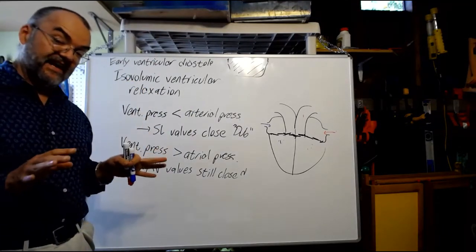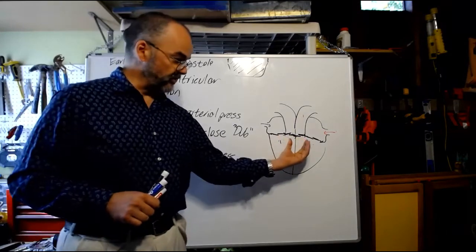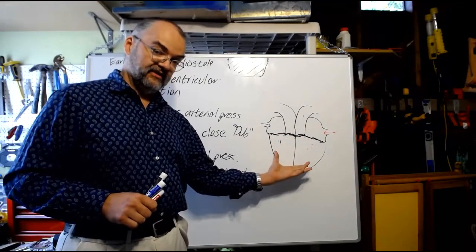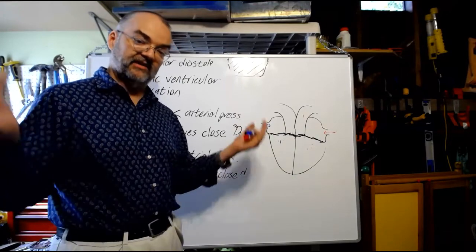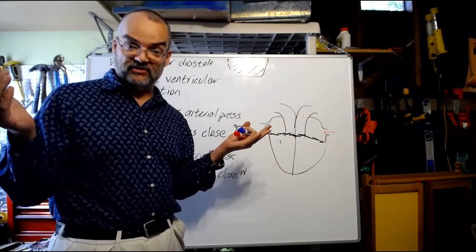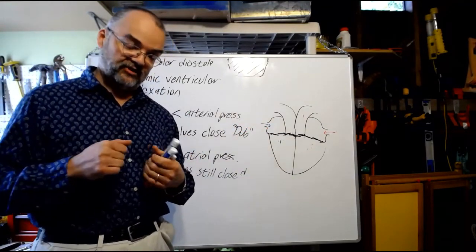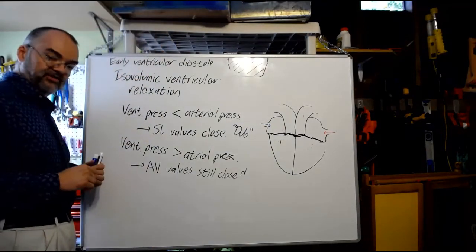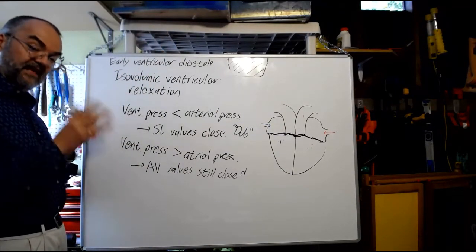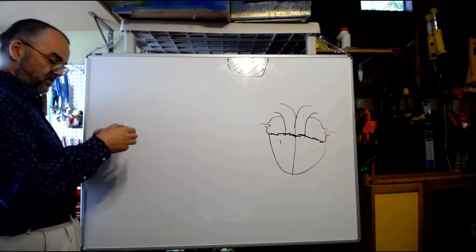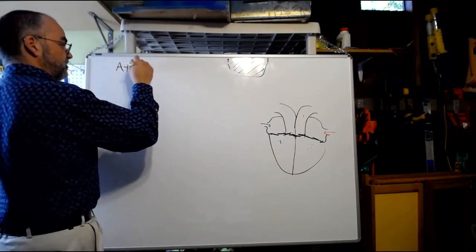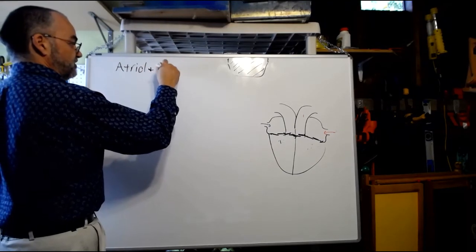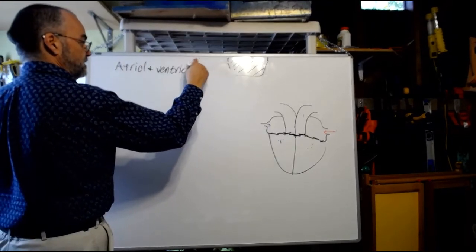That's going to last until the ventricles relax enough that the pressure in the ventricles drops below the pressure in the atria, which will then allow the atrioventricular valves to open and blood to flow down from atria to ventricles. So that'll take us to our last part, which is the same as the first. We are now into atrial and ventricular diastole.